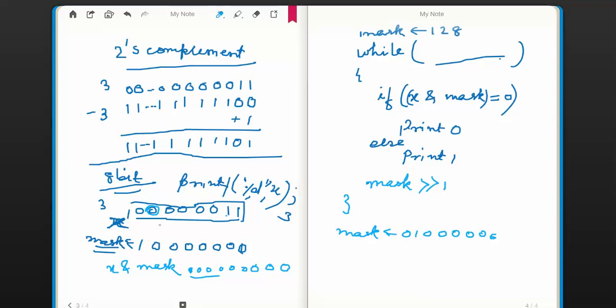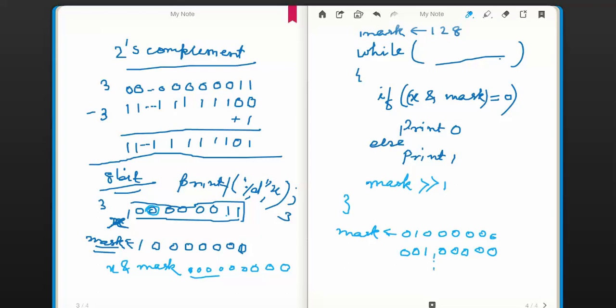Similarly, for the next iteration, the mask would become this. Again the third bit of the number is 0, so again we would be printing a 0. Likewise, up to this position, all the bits would be printed as 0 on the console.